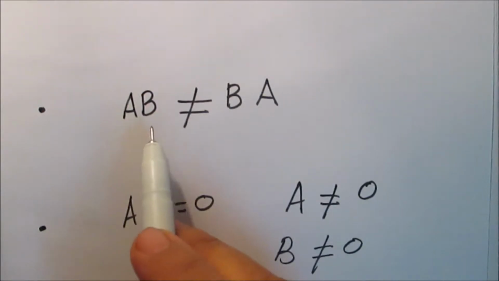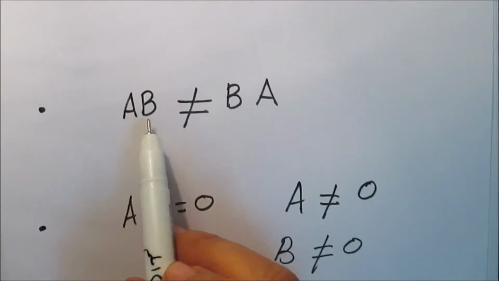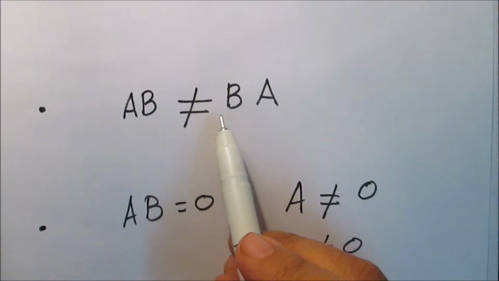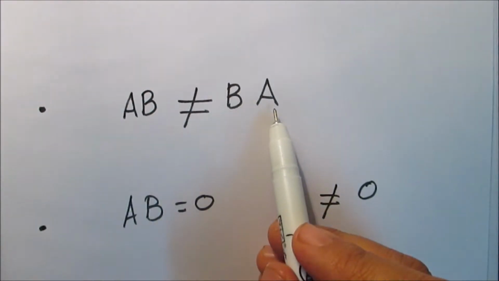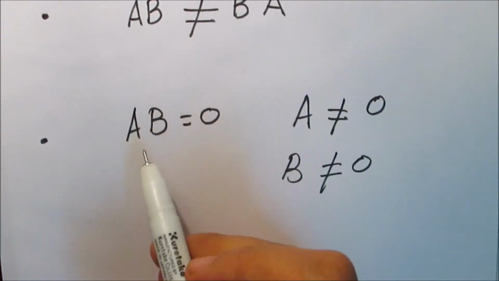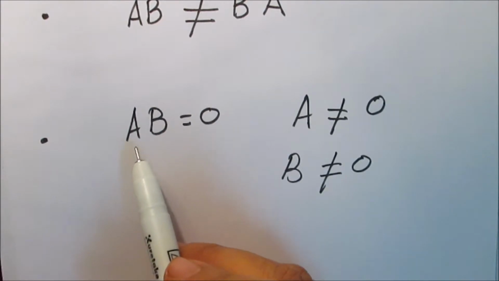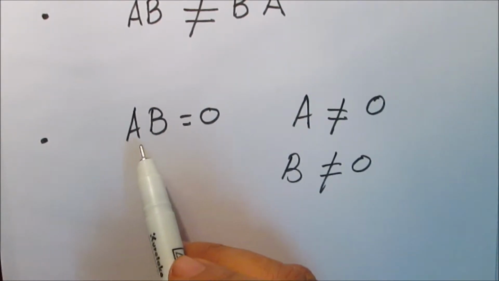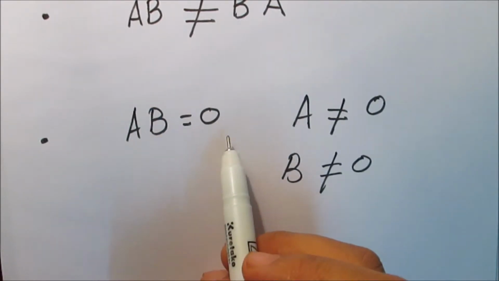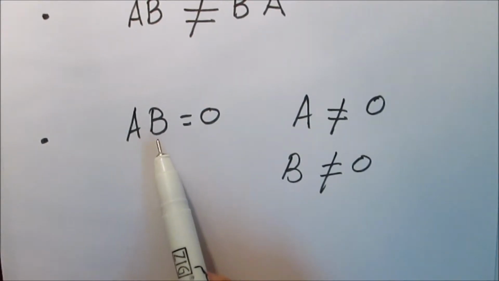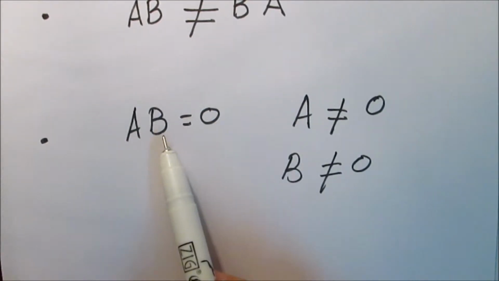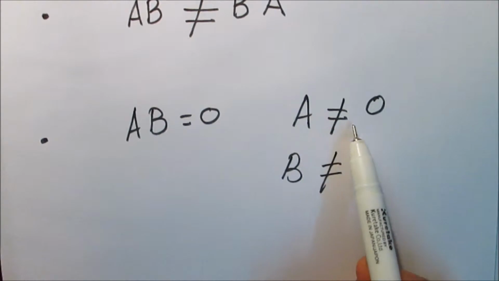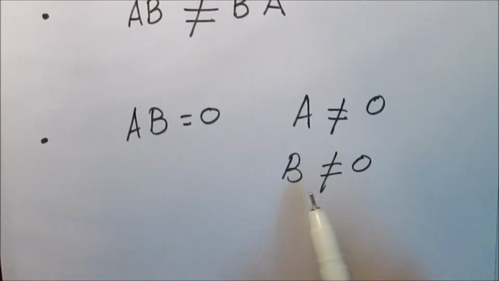If A and B are two matrices, then matrix A times matrix B is not equal to matrix B times matrix A. Also, if A and B are two matrices, and if A multiplied by B equals 0, this doesn't mean that A equals 0 and B equals 0. So A is not necessarily equal to 0 and B is not necessarily equal to 0.